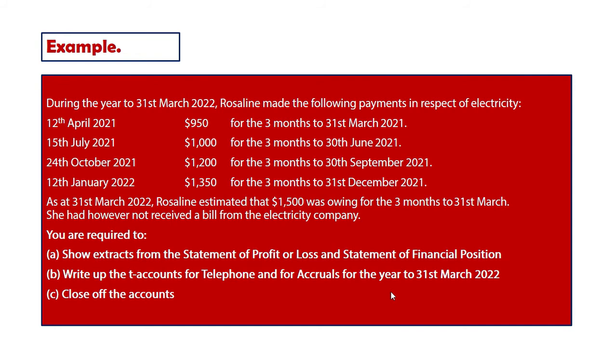Now, as at 31st March 2022, Rosalind estimated that $1,500 was owing for the 3 months to 31st March, the last quarter of the period. She had, however, not received a bill from the electricity company.